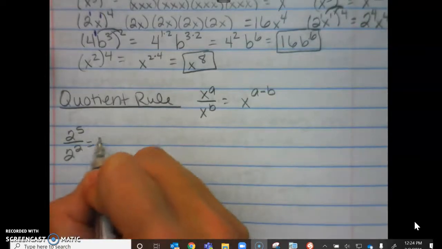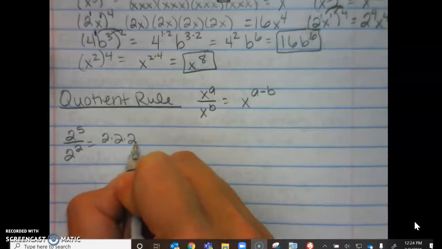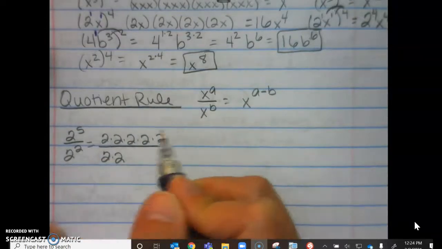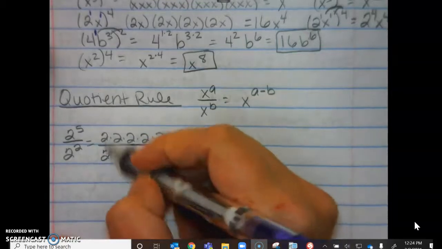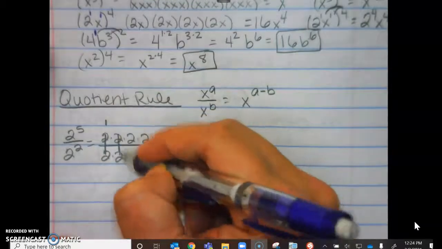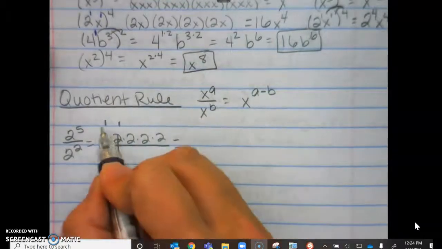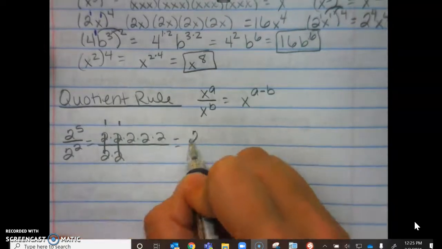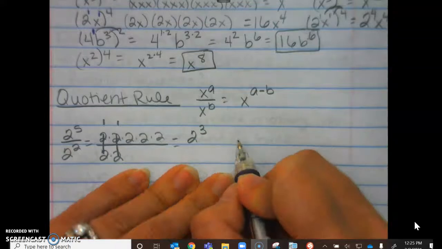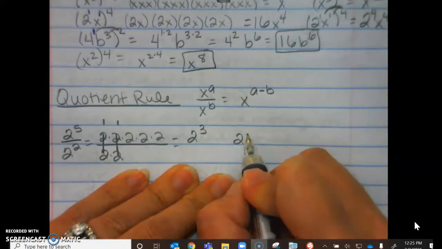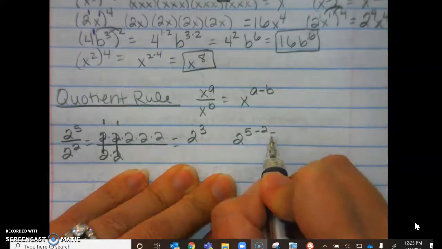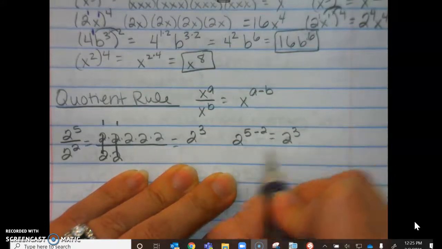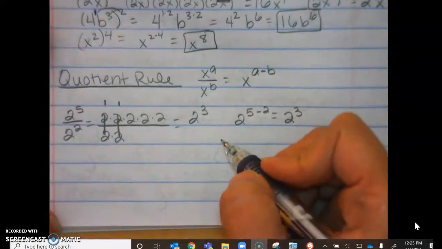over 2 squared. So this is 2 times 2 times 2 times 2 times 2 over 2 times 2. Well, I know that I can simplify 2 over 2. This becomes 1. This becomes 1. So now I have 1 times 1 times 2 times 2 times 2. Well, the ones don't matter. So I end up with 2 to the 3rd power, which if you apply the rule, 2 to the 5 minus 2 is 2 to the 3rd. We could even simplify that to 8 if we wanted, but we don't need to.